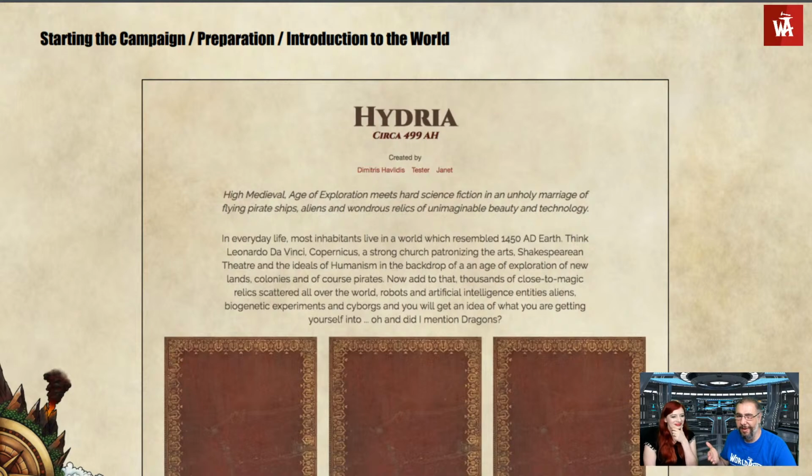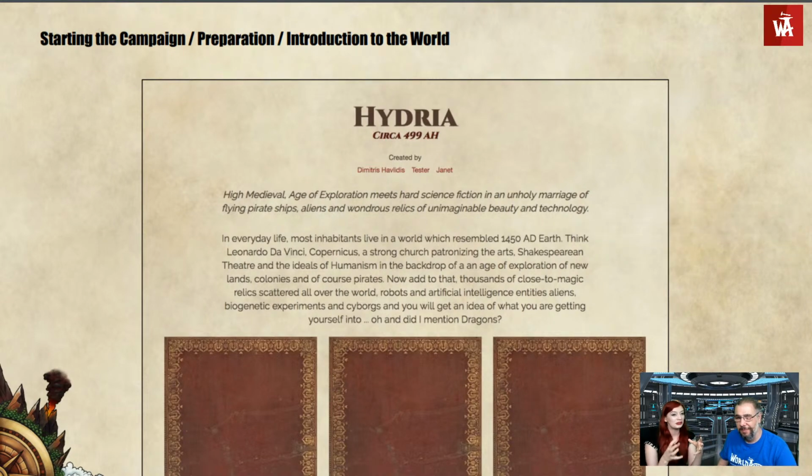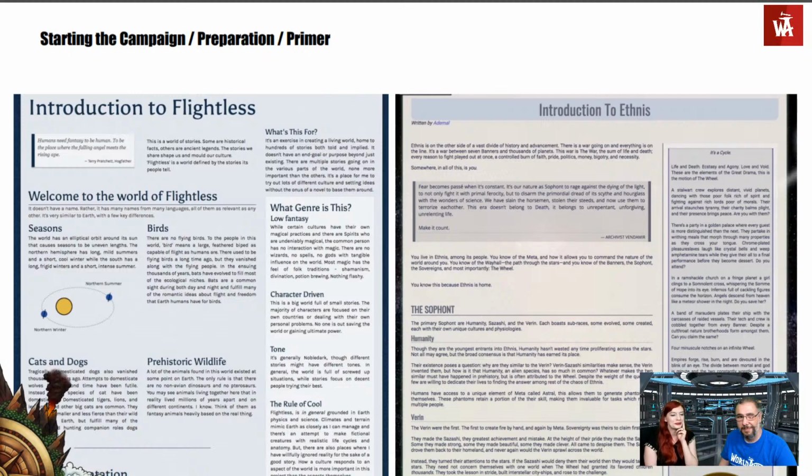In a specific example here, we start by saying high medieval, age of exploration meets hard science fiction in an unholy marriage: flying pirate ships, aliens and wondrous relics of unimaginable beauty and technology. You already kind of know where we're going with that. There's a lot of buzzwords, a lot of hooks to get you in, and you have an impression of what you're going to be playing. Then you give a little bit more focus, some names and some flavor. So a small elevator pitch, an expanded blurb, really useful tools, and then a primer.